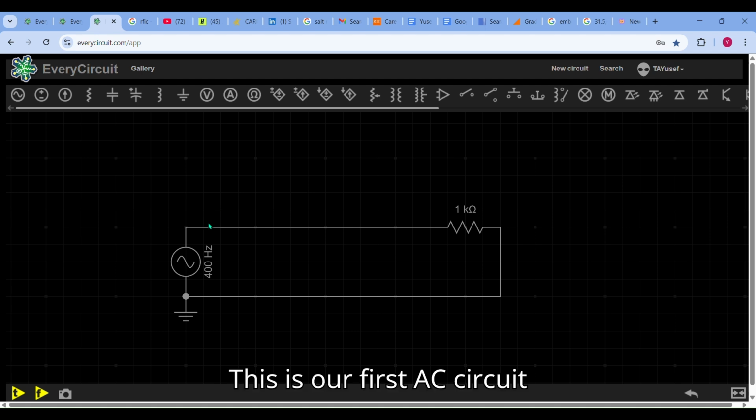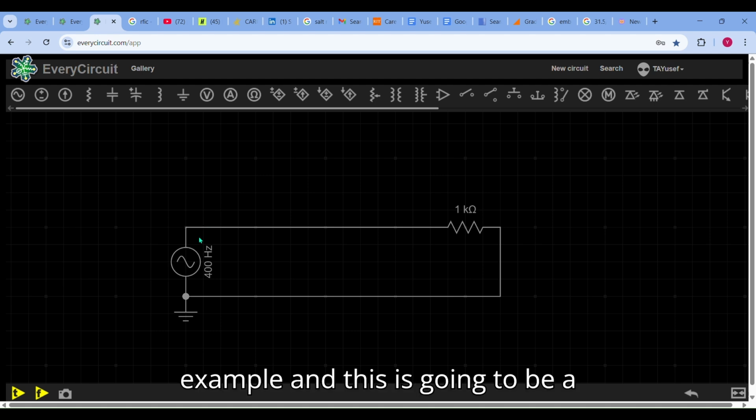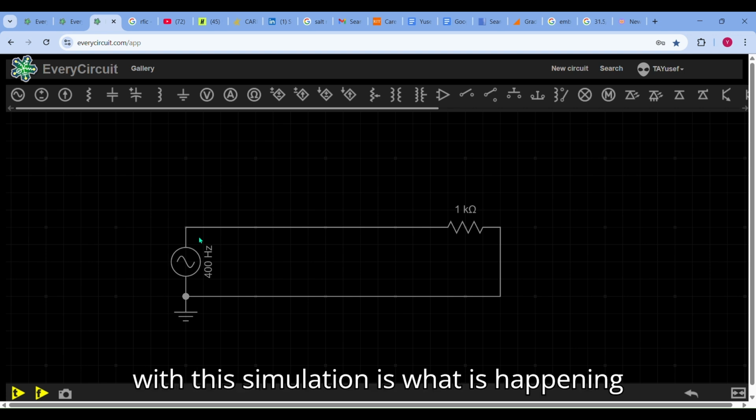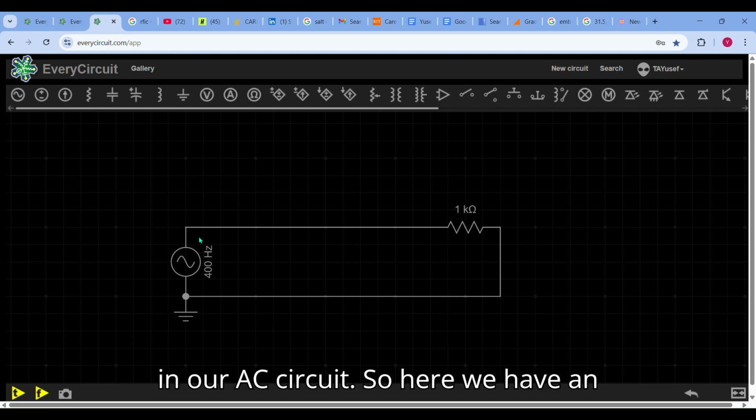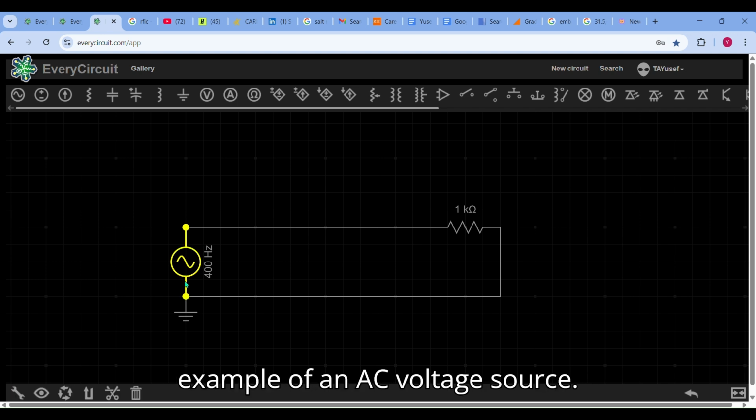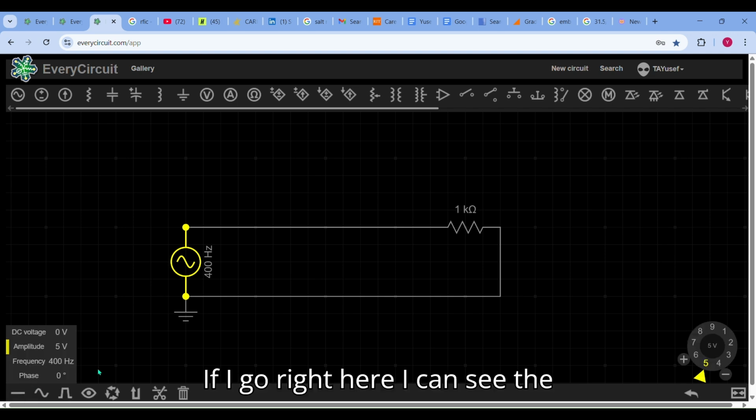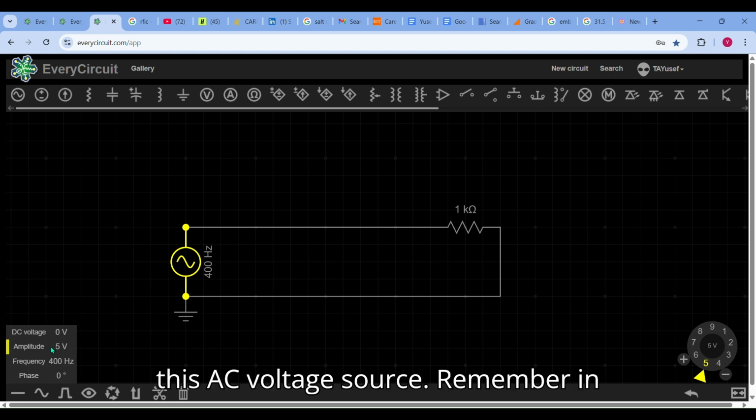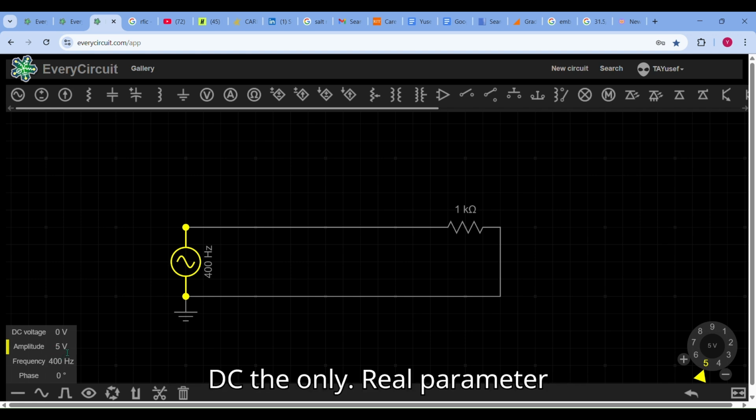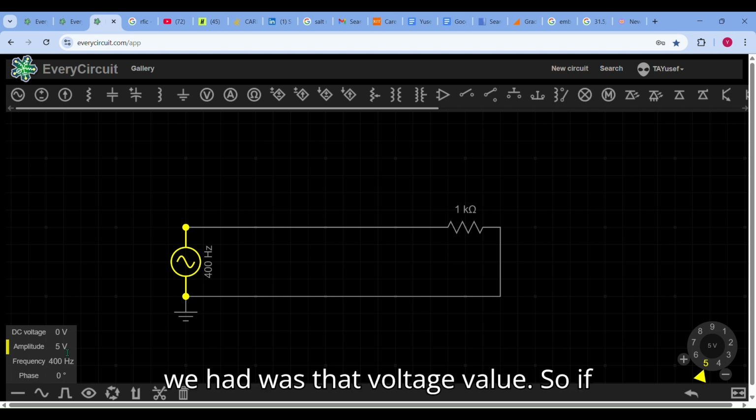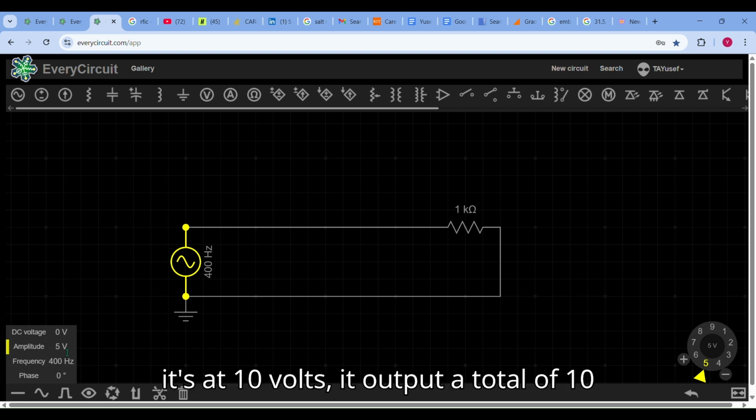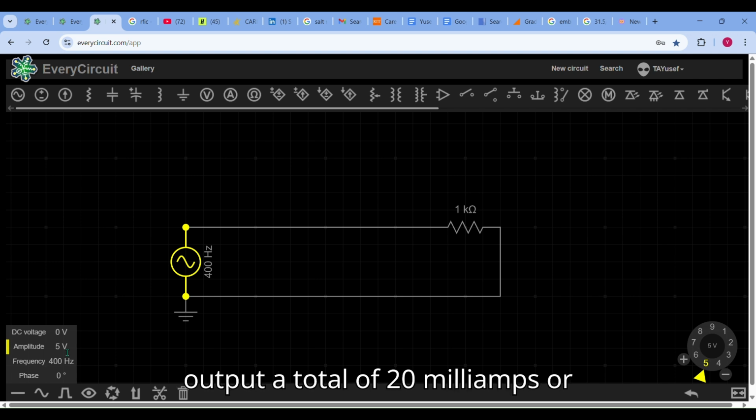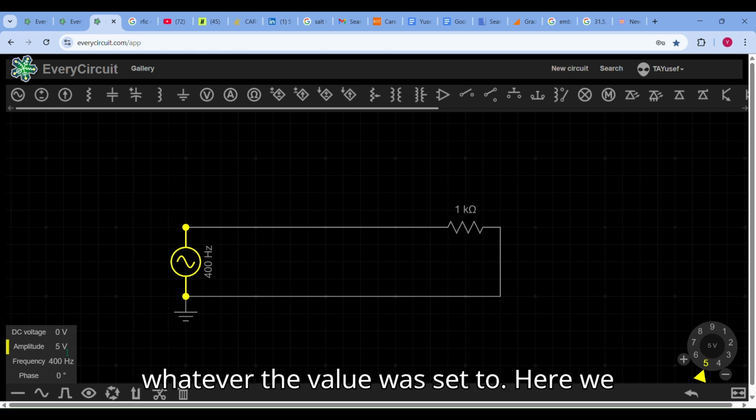This is our first AC circuit example, and this is going to be a simulation. What we want to answer with this simulation is, what is happening in our AC circuit? So here we have an example of an AC voltage source. If I go right here, I can see the different attributes that are tied to this AC voltage source. Remember, in DC, the only real parameter we had was that voltage value. So if it said 10 volts, it would output a total of 10 volts, or if it was a current source, it output a total of 20 milliamps, or whatever the value was set to.